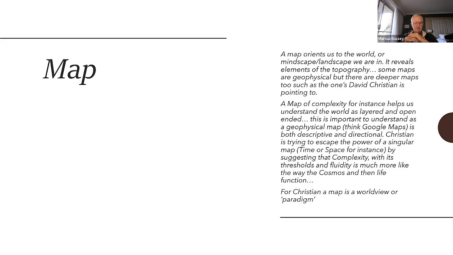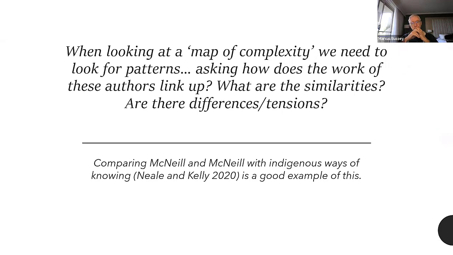And he states quite clearly that the map of complexity, the maps that he's offering us in big history, are simply the best maps that he can find at the moment to explain the reality that we're in. So in looking at a map of complexity, we need to look for patterns, asking how does the work of these authors link up? What are the similarities? Are there differences and tensions?